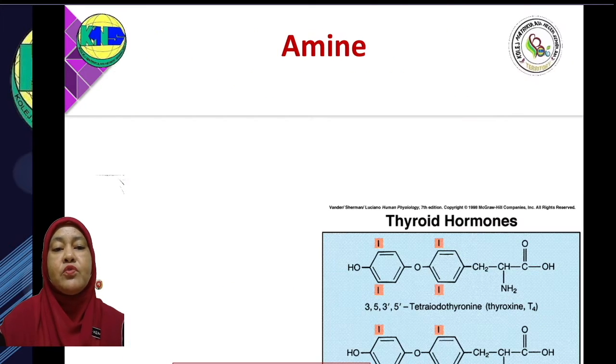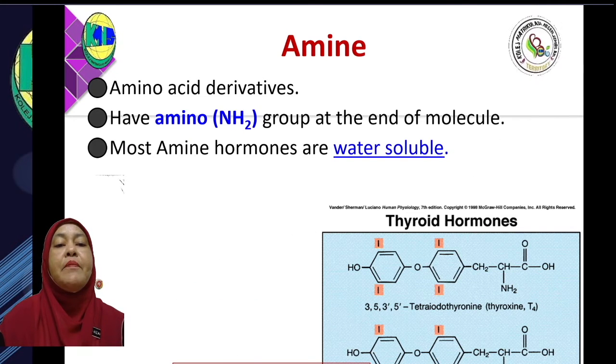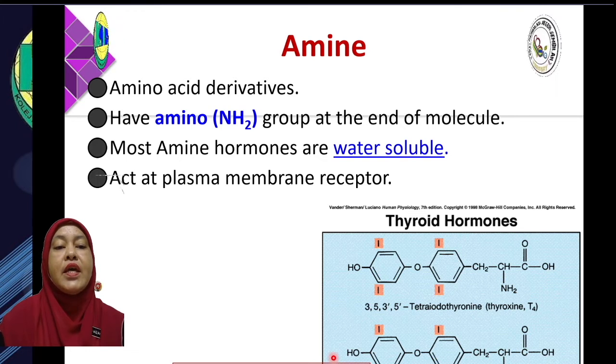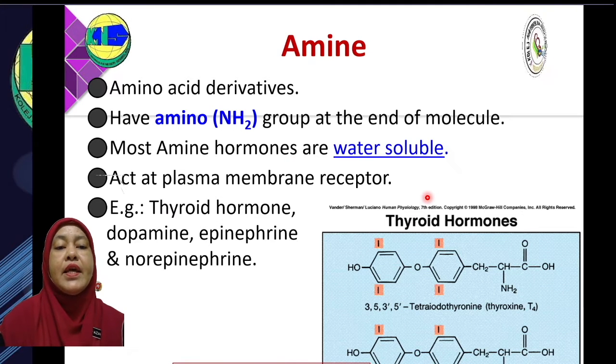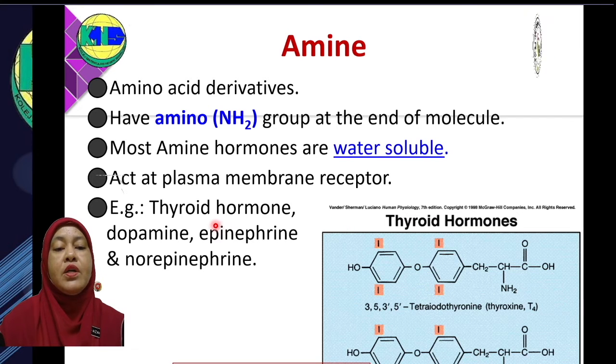These are the types of hormones. We start with the first one, the amine. Amine hormones are amino acid derived. They have an amino group at the end of the molecule, and most amine hormones are water soluble and act on a plasma membrane receptor. Examples of amine hormones are thyroid hormone, dopamine, epinephrine, and norepinephrine.